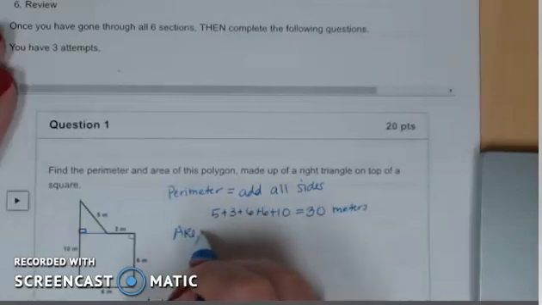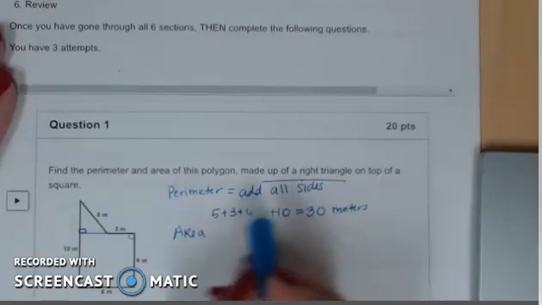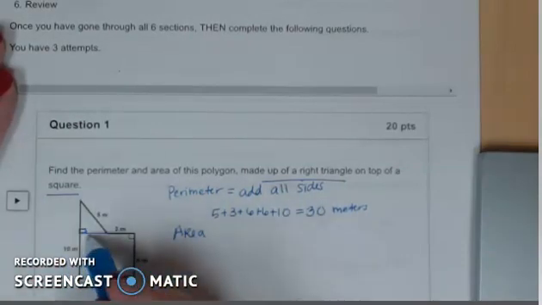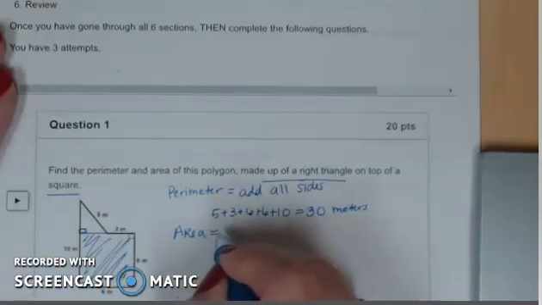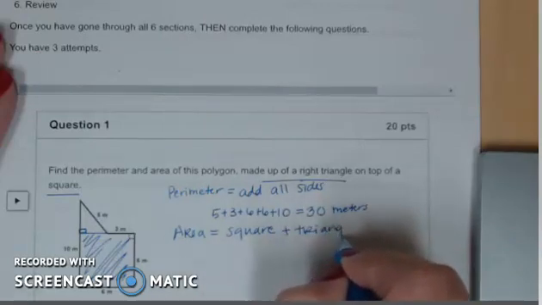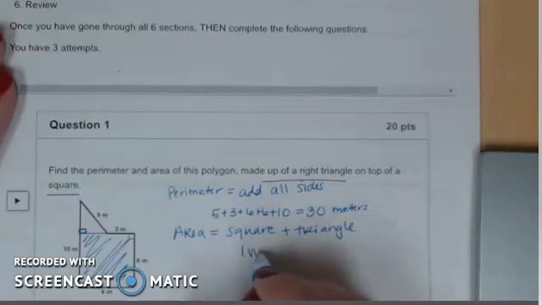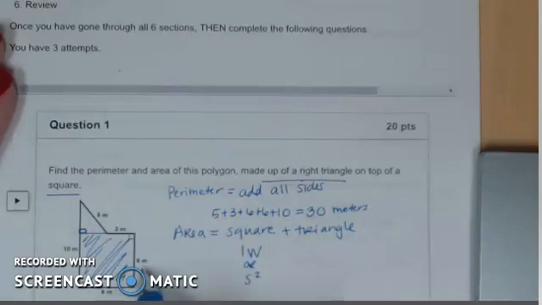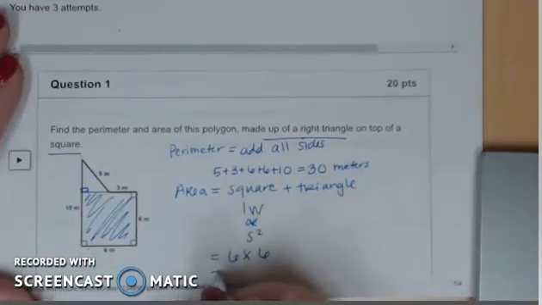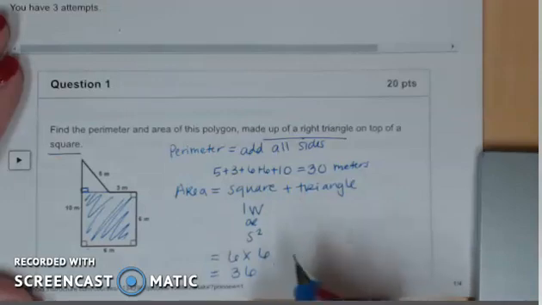Now when I go into area, it's important to note that they told you it was a right triangle on top of a square. So let's start with the square. The area of our square plus our triangle. Let's do the square first. The square is going to be your length times width, or you could say side squared, because a square is defined as having equal sides on all 4. So the fact that this is a square and it's 6 by 6, the area is equal to 6 times 6, which gives me 36 square meters.